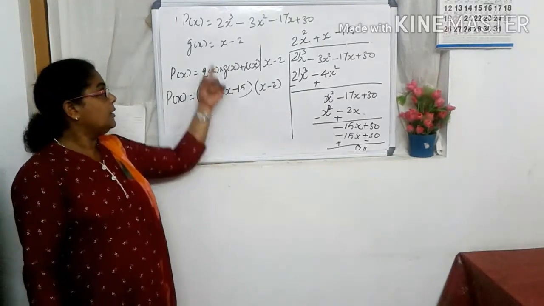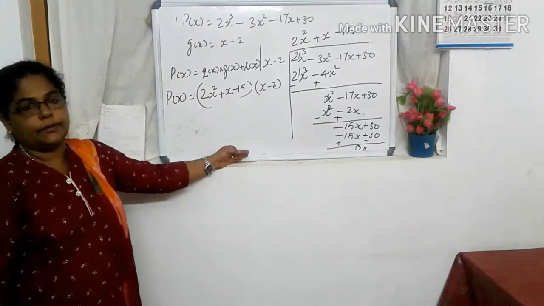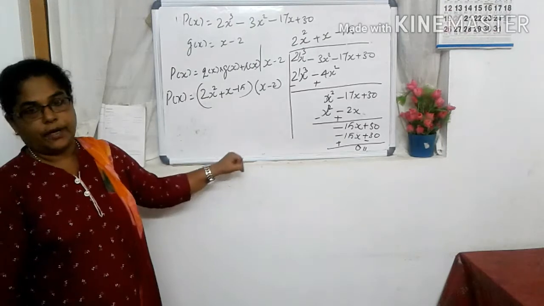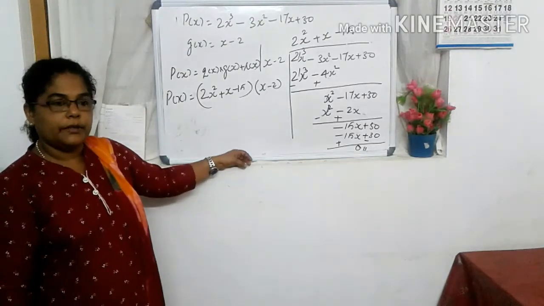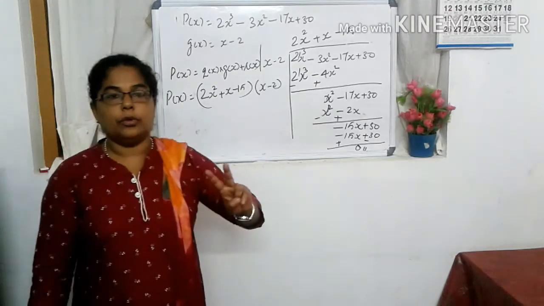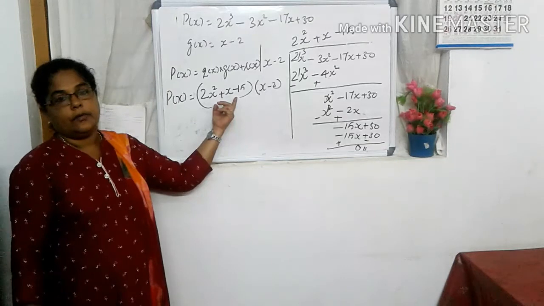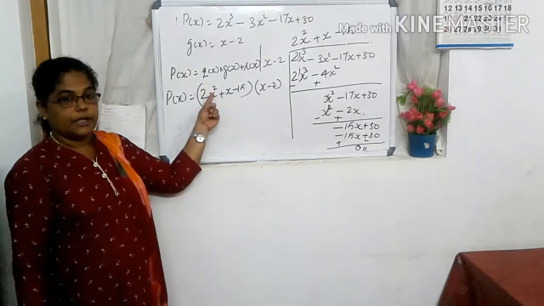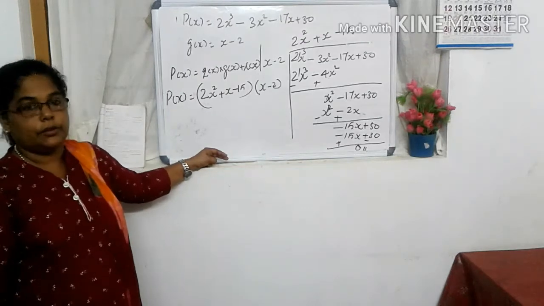Now, here the power is 3, no? So the power is 3. In total, how many factors do we have to get? We should get 3 factors. Now, we got one factor, x minus 2. Again, how many factors do we have to get? 2 more factors. Which type of polynomial is it? What is the power? Yes, the power is 2, so it is a quadratic polynomial.